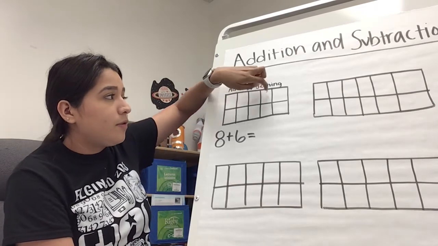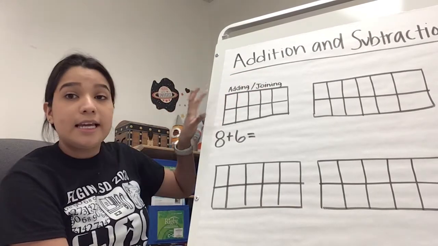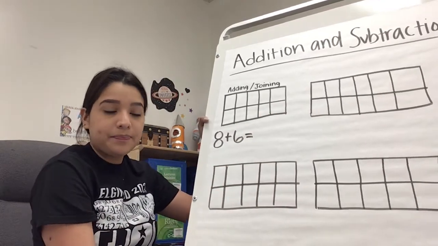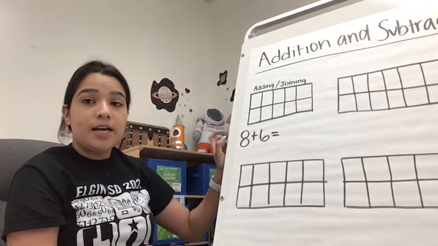1, 2, 3, 4, 5, 6, 7, 8, 9, 10. They each have 10 boxes. That's why it's called a 10 frame. So what we're gonna do is we're gonna look at this problem.